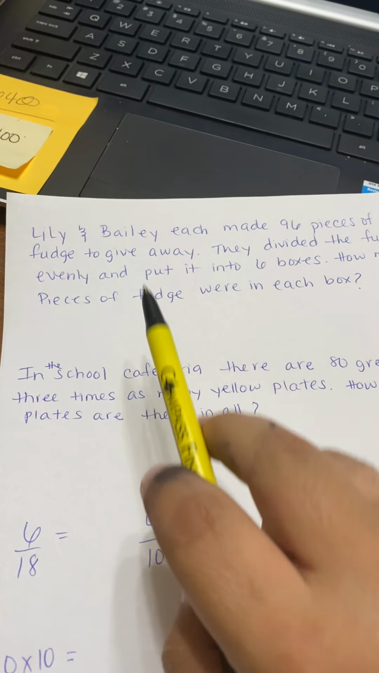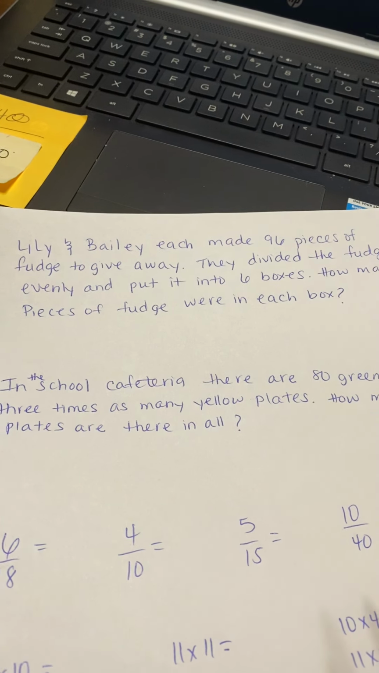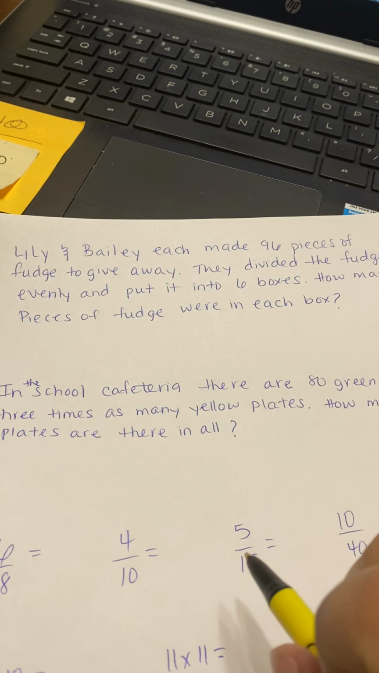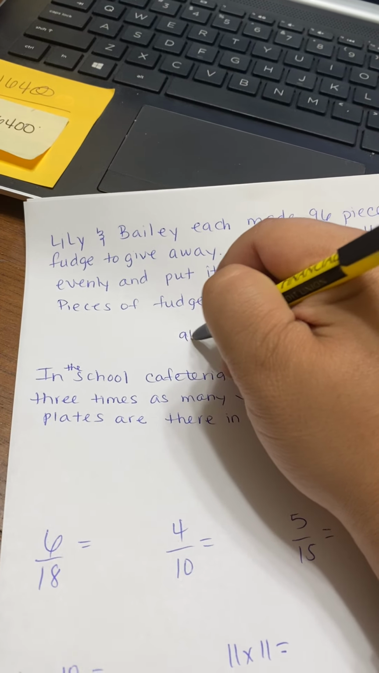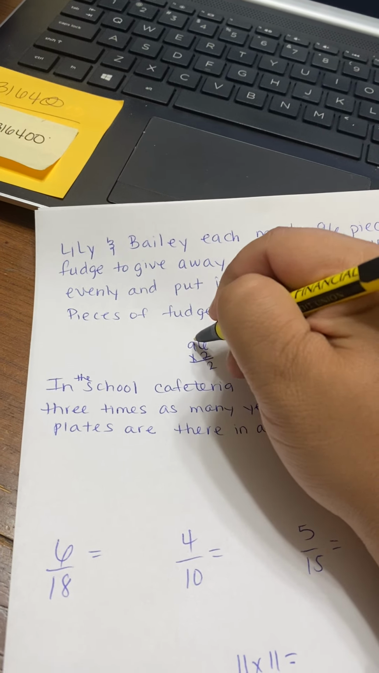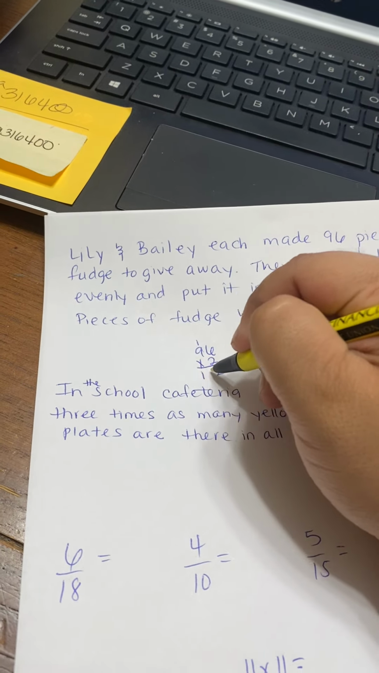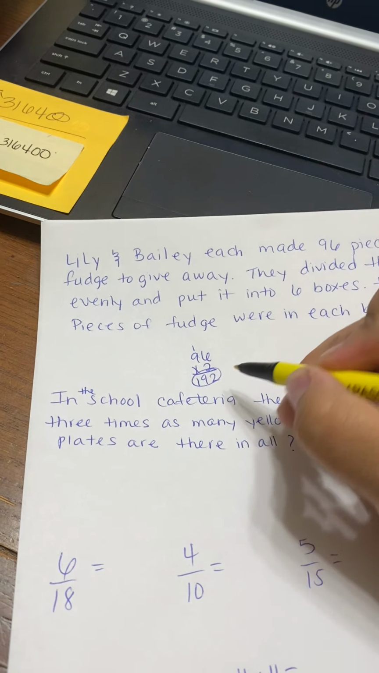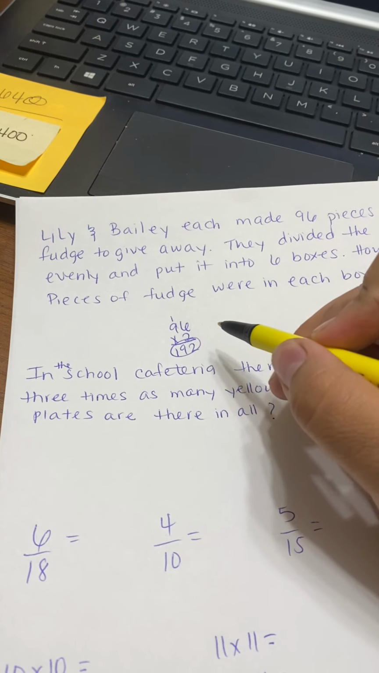The first part is finding out how many people we are talking about. Lily and Bailey, which is 2. They each made 96 pieces of fudge, so we're going to multiply 96 times 2. 6 times 2, 12. Carry the 1. 2 times 9, 18, plus 1, 19. So they made 192 pieces of fudge together.